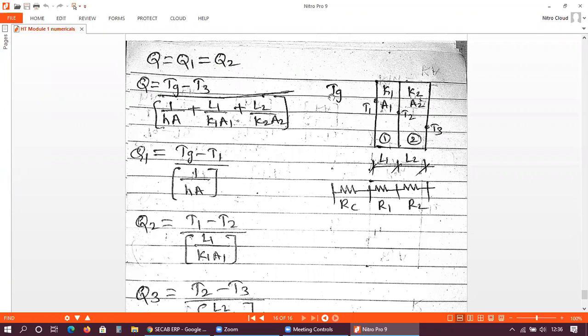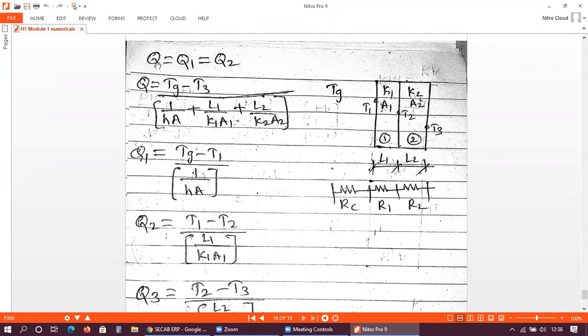Since gas is present, it offers a convective resistance, RC, and along with that the H component will be there. Again, I have forgotten to write H here. H is the convective heat transfer coefficient between the gas and the wall. That is the convective heat transfer coefficient between Tg and T1, the gas and the inner surface of the wall. So the H parameter will be there.